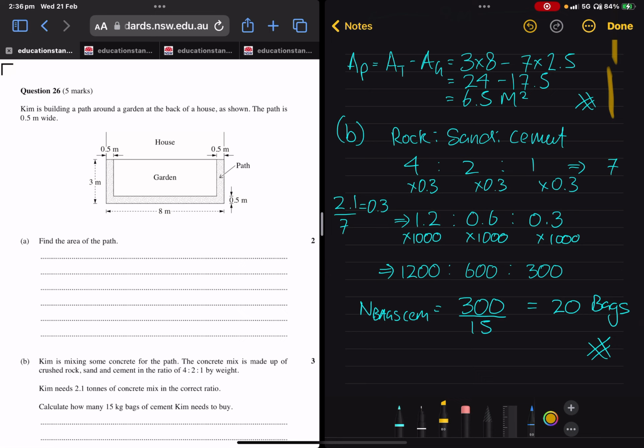For part B, you get a mark for identifying the proportion of cement in the mixture, or some equivalent. So starting to do your ratios process or something like that will get you a mark if the working is sufficiently good. For the second mark, you have to calculate the weight of cement required. So you need to know that the cement is 0.3 tons or 300 kilograms, something like that. And then the third mark will be getting the correct number of bags. So this is question 26 from this paper, and this is how we do it.